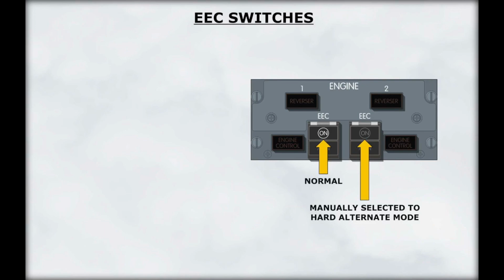The EEC switches control the operation of the respective EEC. The on light is illuminated when the EEC is operating normally. When the on light is not visible, the EEC has been manually selected to the hard alternate mode.